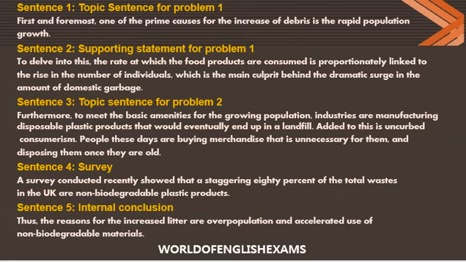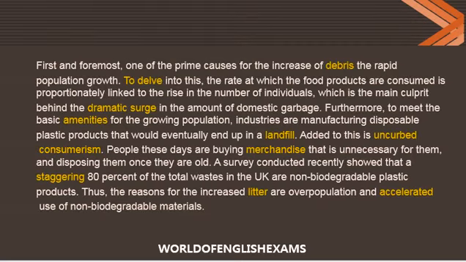So now this point rightly elucidates my idea and explains it in a better way. Finally, how do I write the internal conclusion? Thus, the reasons for the increased litter are overpopulation and accelerated use of non-biodegradable materials. I am just summing up whatever I have explained in the body paragraph in the final point. So now how would this look? This is how the paragraph would look.